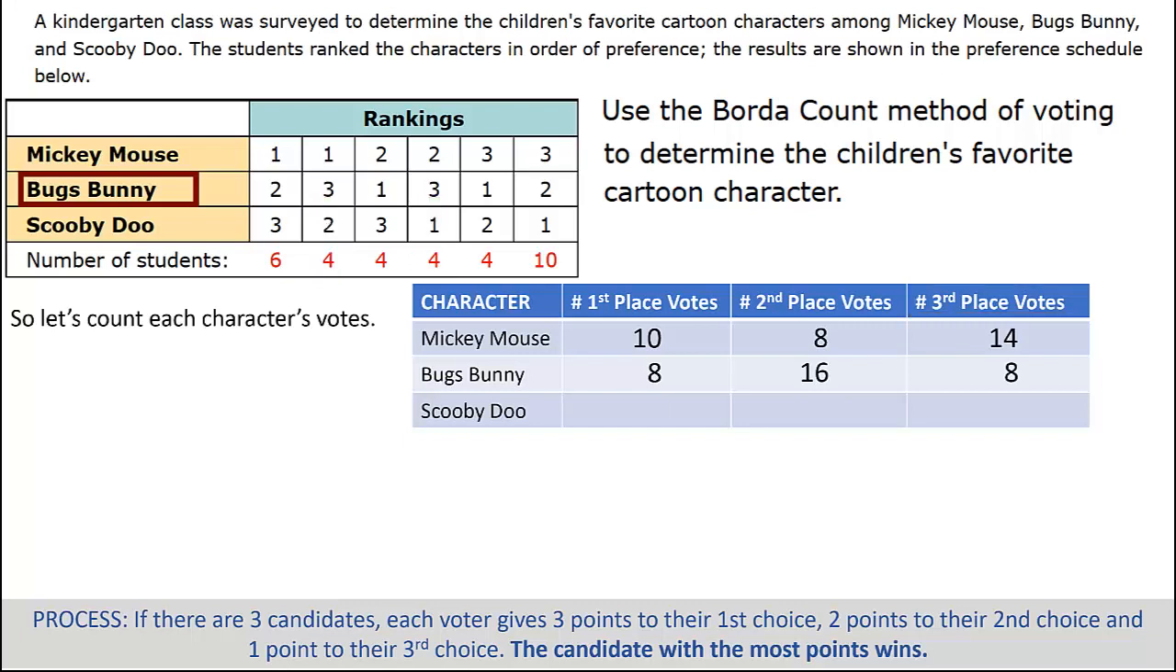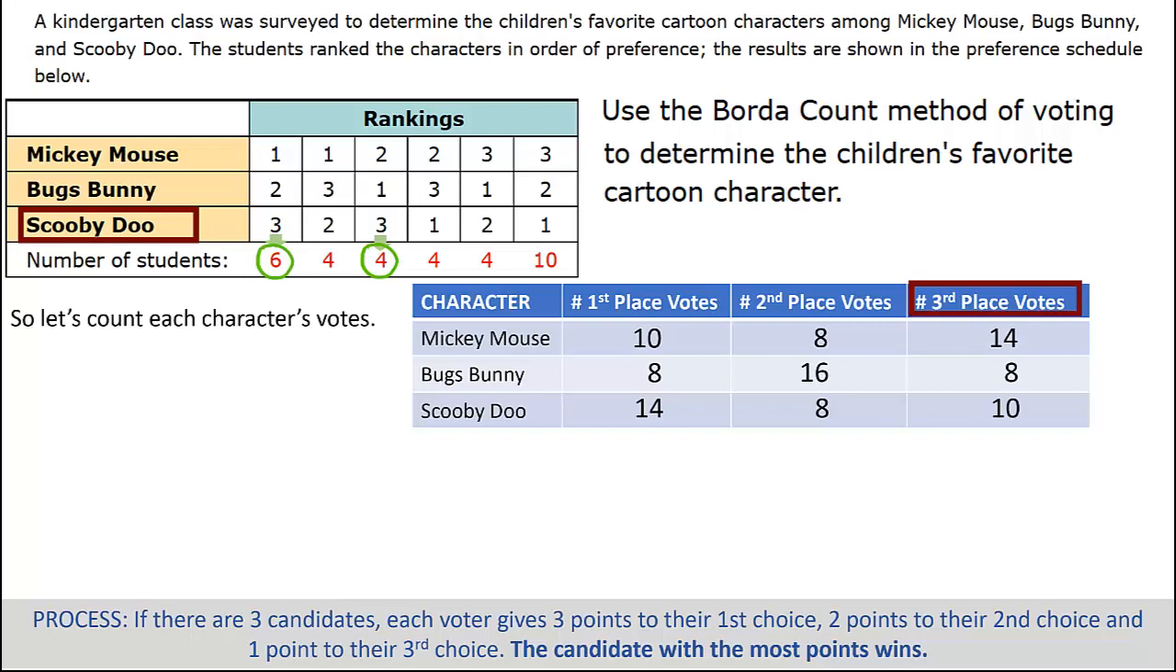Now we need to move to the last, which is Scooby-Doo. Look at the first place votes. There are 2 ones, one representing 4 votes, one representing 10 votes. That's a total of 14 votes for first place for Scooby-Doo. Now move to second place. There are 2 twos, both represented by 4 votes, so that's 4 plus 4 is 8 votes. And finally, there are also 2 threes, one representing 6 votes, one representing 4 votes, and 6 plus 4 is equal to 10. So Scooby-Doo gets 10 third place votes.